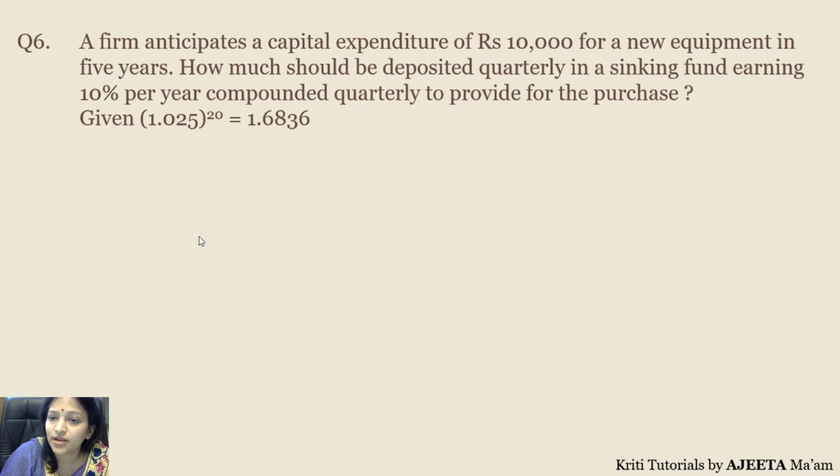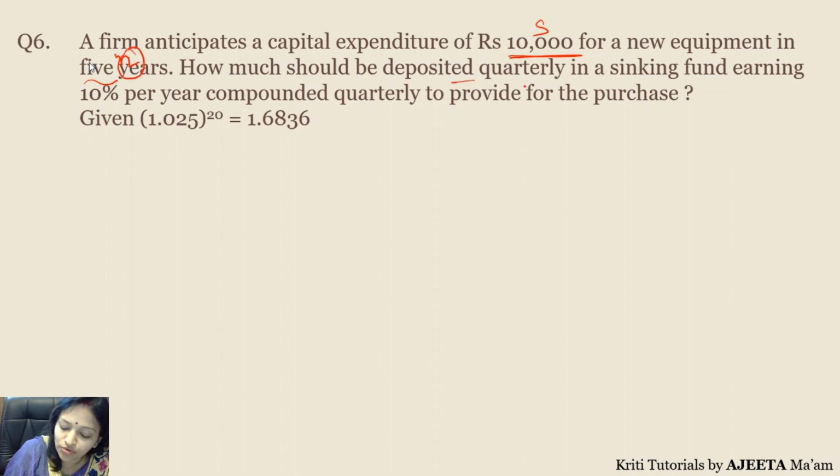A firm anticipates a capital expenditure of rupees 10,000 for a new equipment in 5 years. How much should be deposited quarterly in a sinking fund, earning 10% per year compounded quarterly, to provide for the purchase? And this value is given to you. Now, first thing: a firm anticipates an expenditure of rupees 10,000 for a new equipment in 5 years. How much expenditure can the company have? 10,000. That will be your S. For the new equipment in how many years? 5 years. So that will be pointing to N.